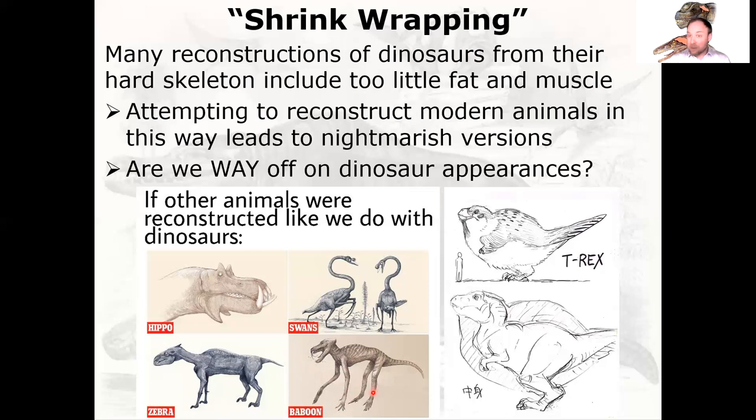Again, not a lot of room for musculature in the limbs. And so you get these very elongate, too fragile looking limbs, and also not a lot of room for internal organs. So this shrink wrapping can be problematic, and we see the consequences of doing it if we were to try to apply it to real living organisms.